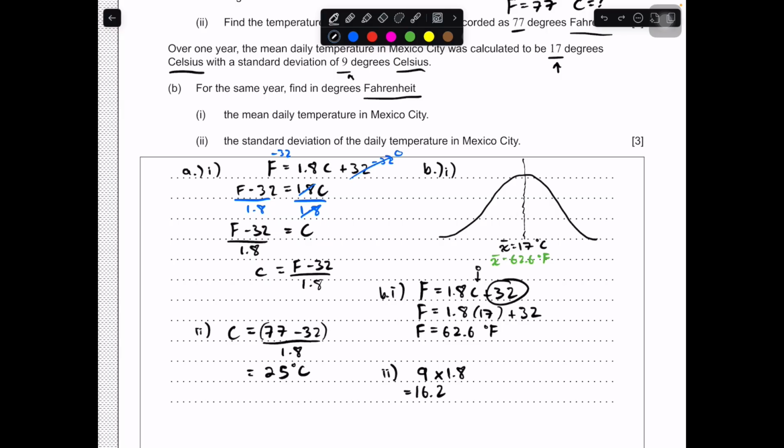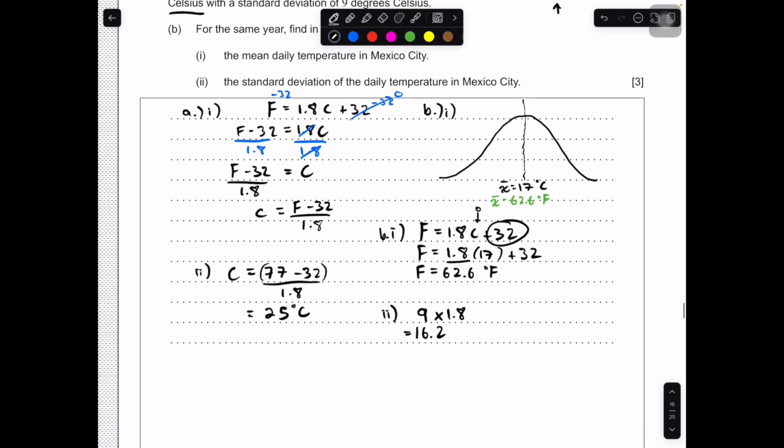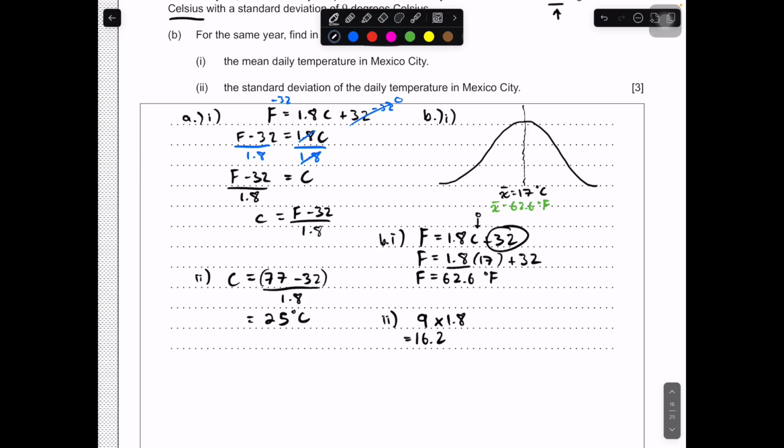In this case, we just want to multiply this by this 1.8, this scale factor. Alright, so there's our answer in the end. Standard deviation is 16.2 degrees Fahrenheit.